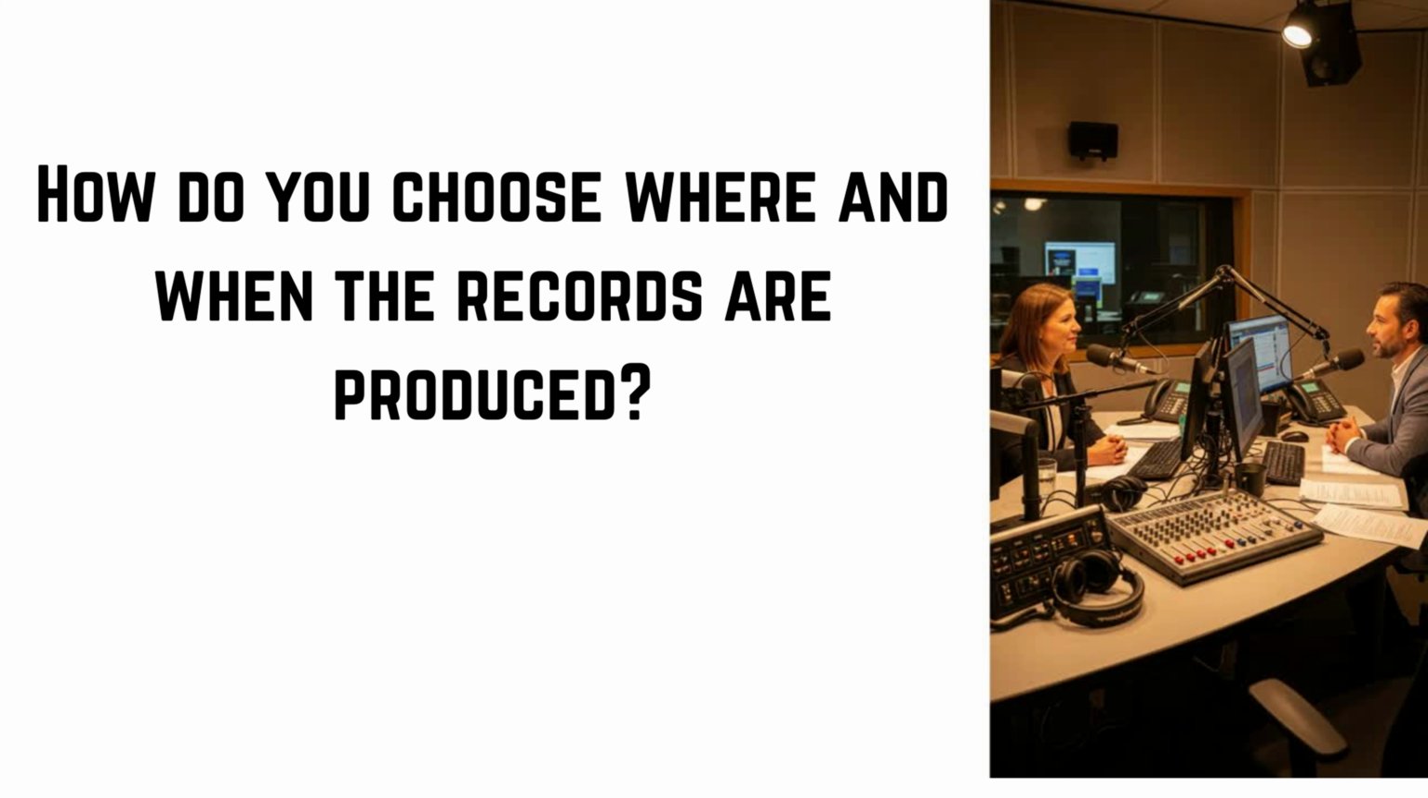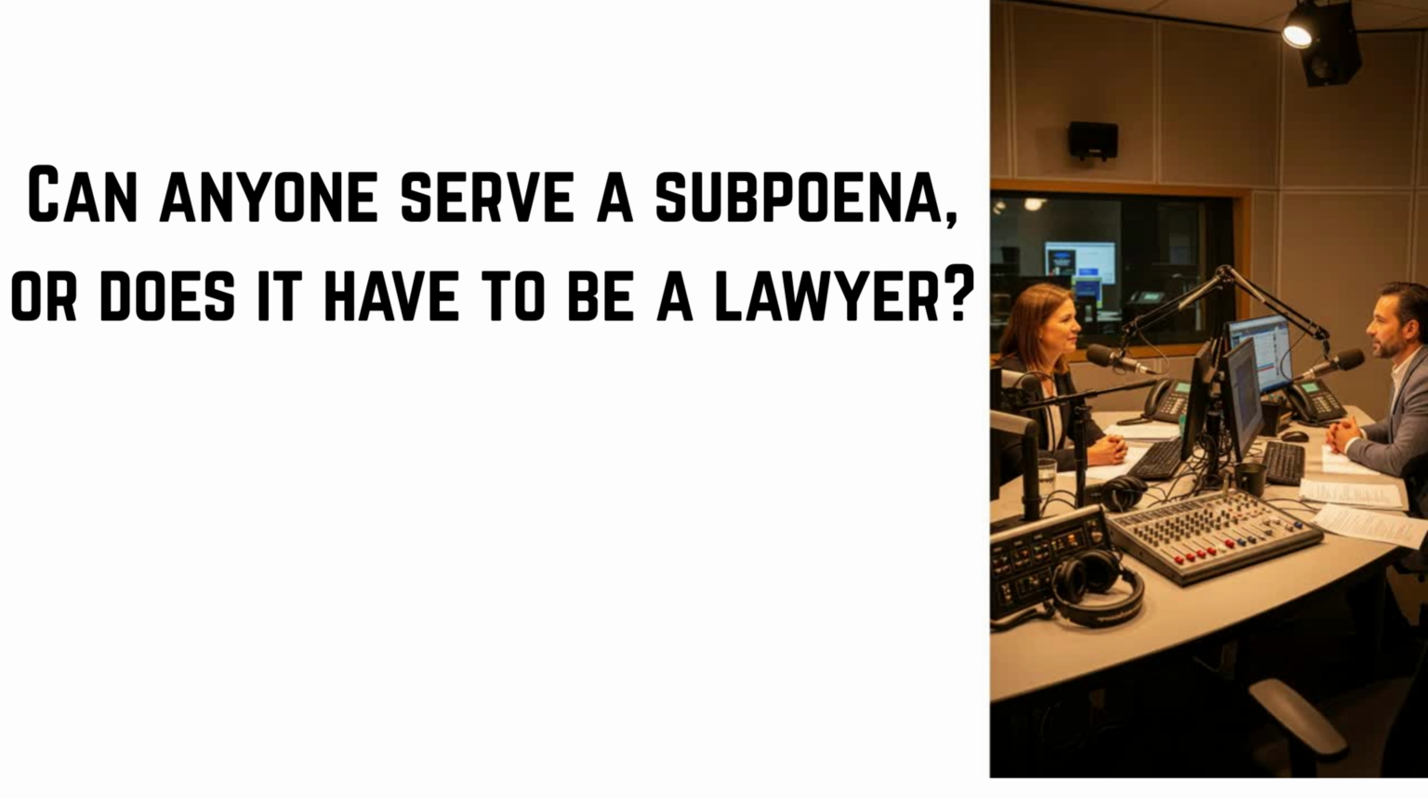How do you choose where and when the records are produced? You pick a production date and hire a deposition officer, often a professional copy service. The records are usually delivered to them. For non-consumer records, the date should be at least 15 days away from service to allow the witness enough time. For consumer or employee records, the timeline is longer, usually 30 days, to allow for notices and objections. Can anyone serve a subpoena, or does it have to be a lawyer? Anyone over 18 who isn't a party to the case can serve it. If it's an organization, you can serve any officer, director, or custodian of records.